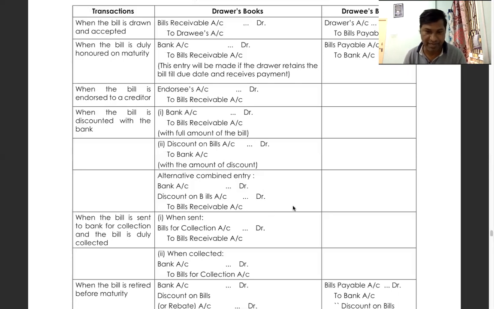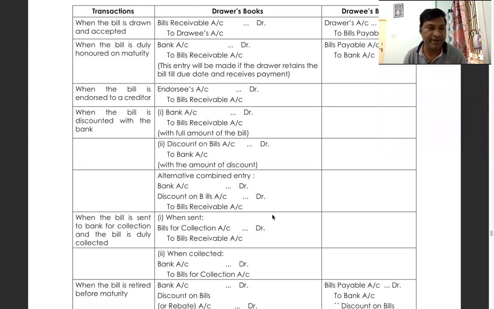For example, if the bill is for 10,000 and it is discounted at 10%, 1,000 is the discount. So against bill receivable, you are writing here 10,000. Against the discount in the debit column, you will write 1,000. And against bank account in the debit column, you'll write 9,000. 9,000 plus 1,000 of discount, together 10,000 is the amount on the bill receivable to be discounted.